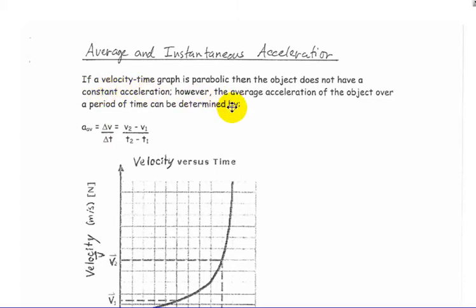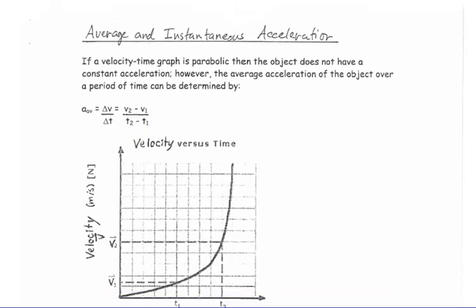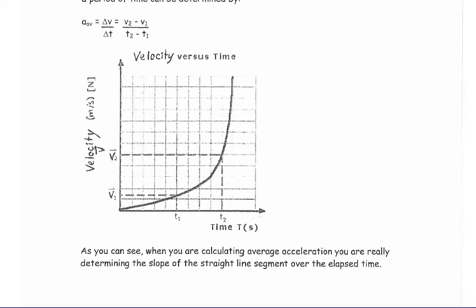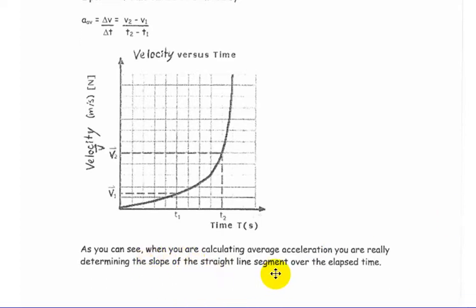So if a velocity time graph is a parabolic shape, a curved shape like this, then the object does not have a constant acceleration. However, the average acceleration of the object over time can be determined by, as we have been before, change in velocity over change in time, or v2 minus v1 over t2 minus t1. So if we were doing between t1 and t2 here, it's just a straight line joining those points, your t1 v1, your t2 v2 point, and figuring out the slope of the line there. So as you can see, we're calculating the average acceleration. You're really determining the slope of the straight line segment over the elapsed time.